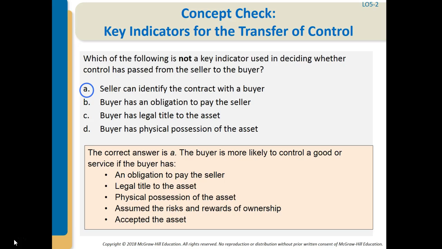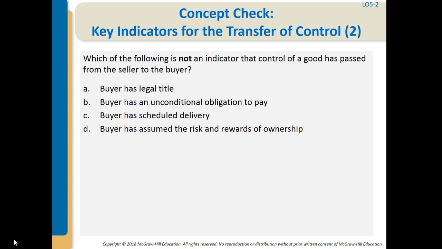The answer is A, that the seller can identify the contract with a buyer. The buyer is more likely to control a good or service if the buyer has an obligation to pay the seller, the legal title, the physical possession, has assumed the risks and rewards, and has accepted the asset.